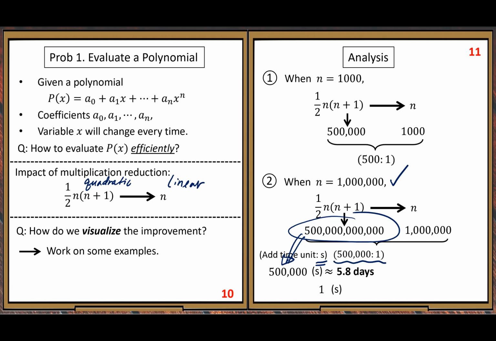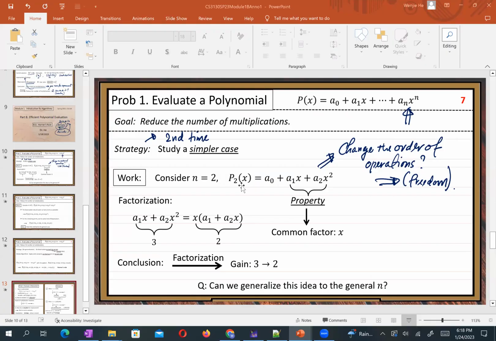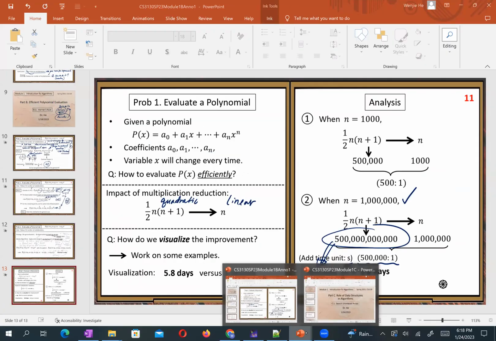All right, let us move to the next topic, part C of module 1. If you have any question, you just type in the chat area. I need to switch to a different PowerPoint slide file. All right, part C now.